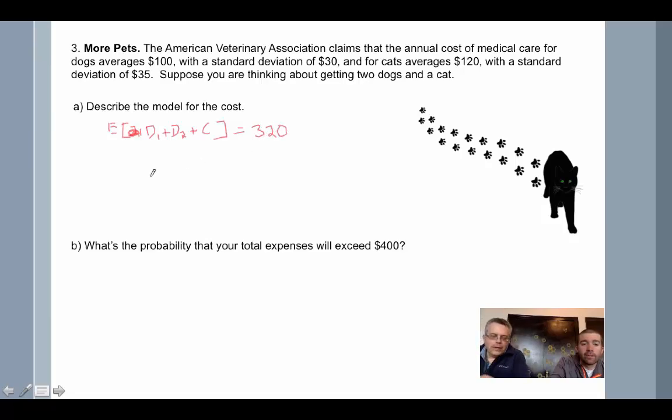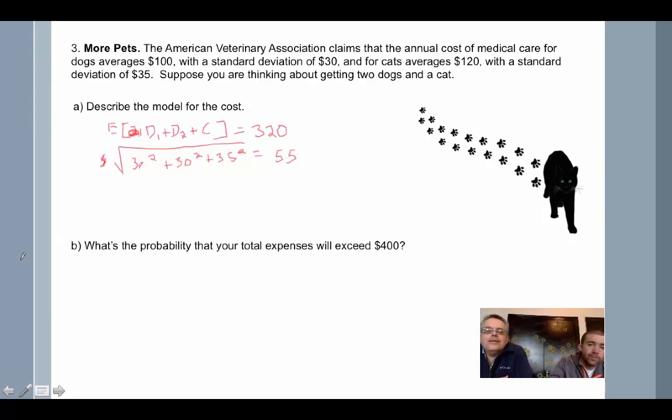And now, variances. So big square root. Find the standard deviation: take the square root of the variances, 30 squared plus 30 squared plus 35 squared plus 35 squared. Miraculously, this works out to a nice even 55. Expecting a big decimal.